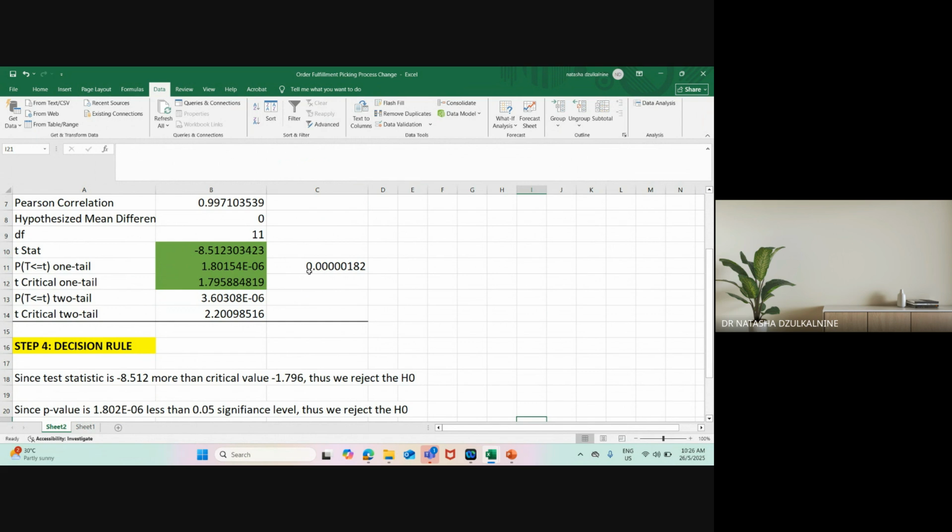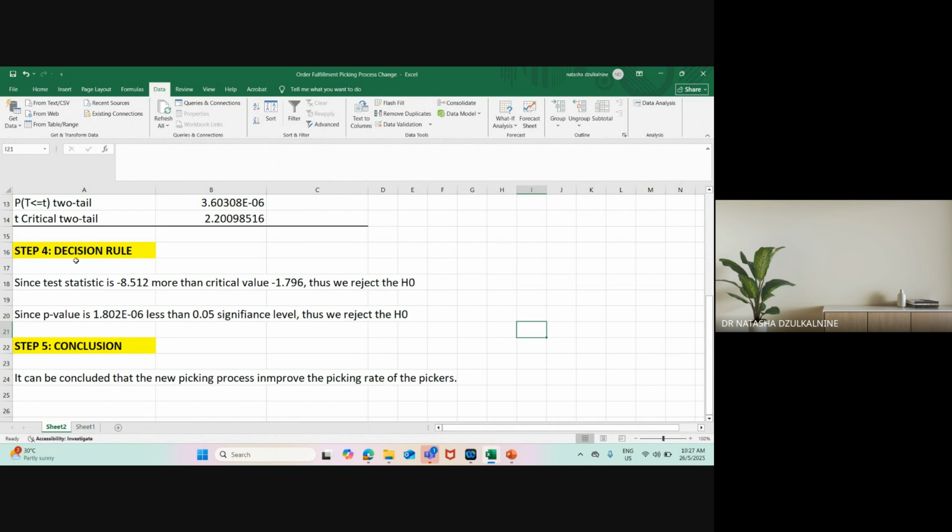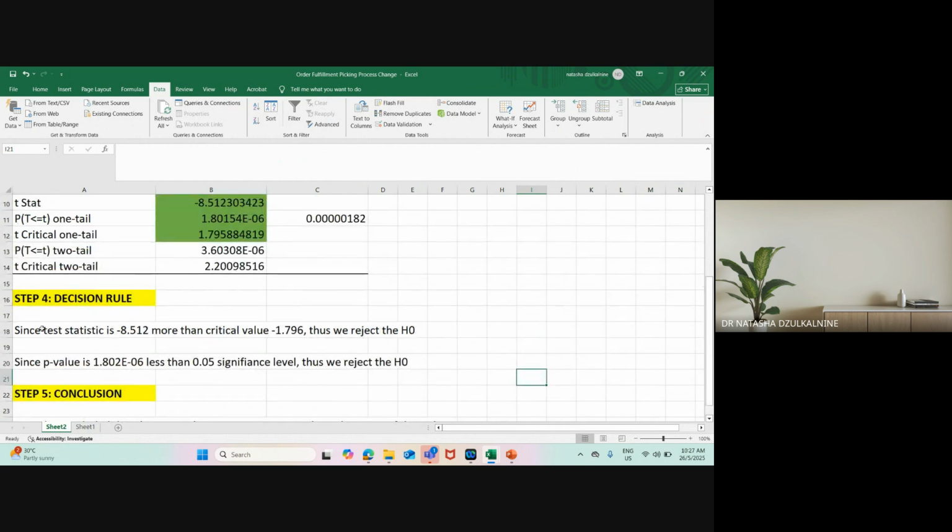From here we can see the output, and the decision rule will be to reject the null hypothesis because the p-value is less than 0.05, and also the test statistic is more than the critical value. Remember, when the test statistic is negative, the critical value will automatically become negative because this is the one tail. So we go to step 4, the decision rule. Since the test statistic is minus 8.512, more than the critical value minus 1.796, thus we reject the null hypothesis.